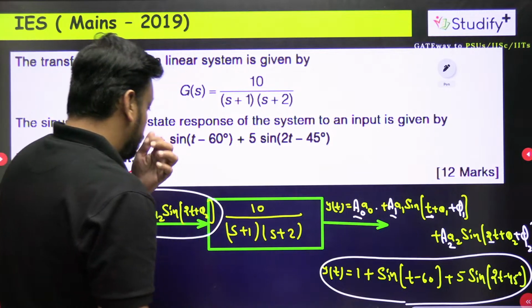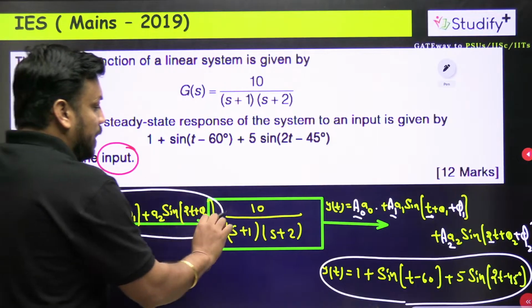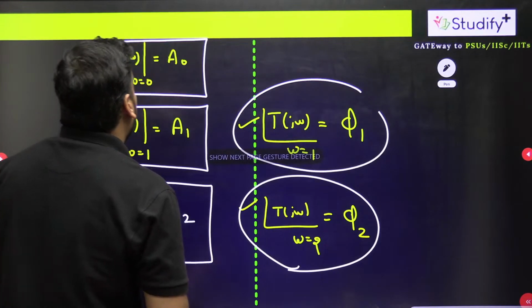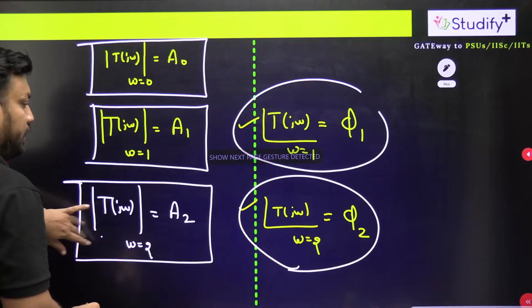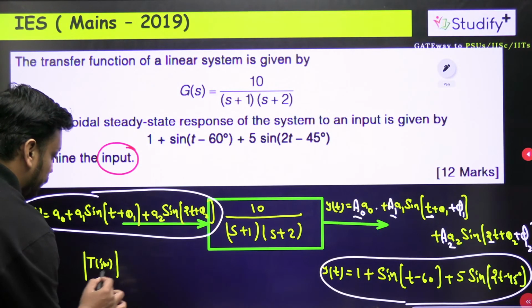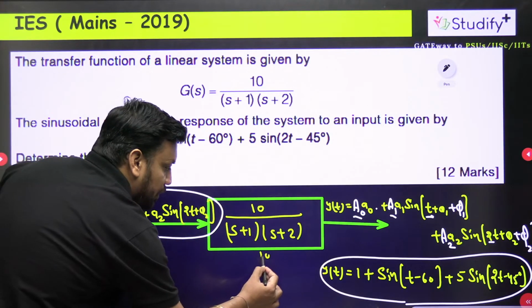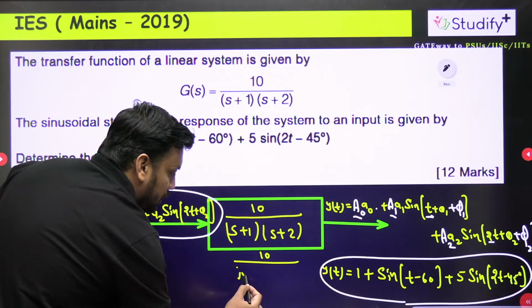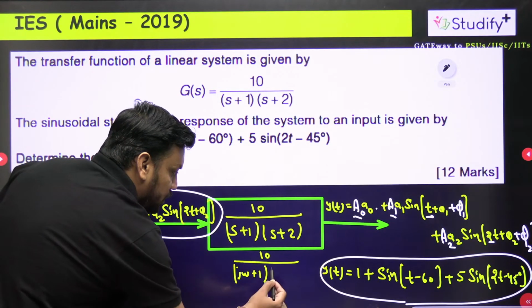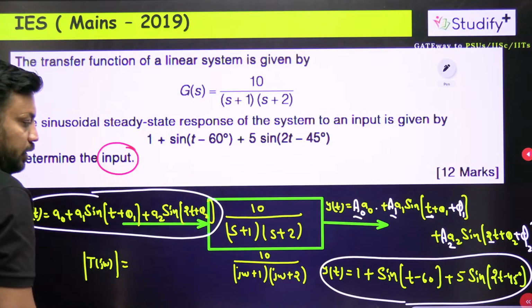First of all, student, tell me how many omega 1, omega 2. Already I told you what is the magnitude and what is the angle equation. So first of all, we should write here the magnitude. The magnitude T(j omega) mod. So wherever there is s, you need to put j omega first of all. This was the last question of our last class. First we have to complete this, and after that we will start resonant peak, resonant frequency concept.